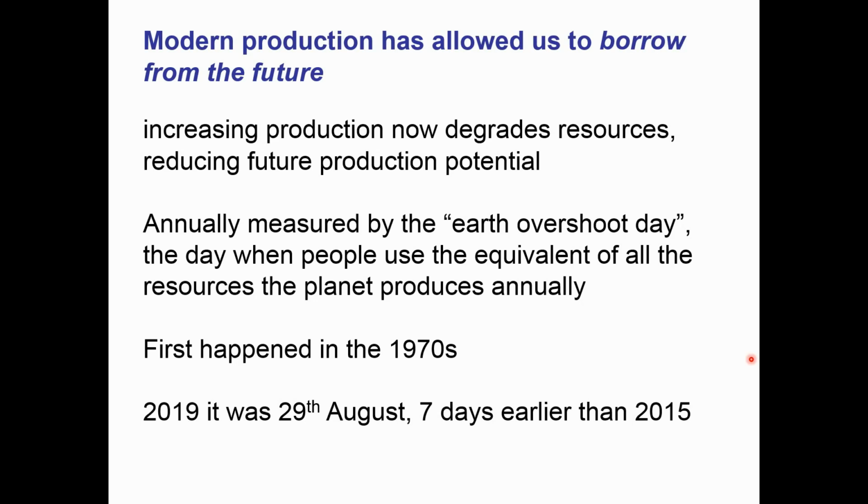This annual reducing of future production potential is measured by what we call the Earth Overshoot Day. The Earth Overshoot Day is when people use the equivalent of all the resources the planet produces annually. The first time we ever hit an Earth Overshoot Day happened in the 1970s. In 2019, last year, Earth Overshoot Day was 29th of August. This is 7 days earlier than 2015 when I first started teaching this class. What this means is that we, as a human population, had used all the resources the Earth can produce in an entire year. We'd used them all by the 29th of August. Every single resource we used from 30th of August onwards was borrowing from the future.